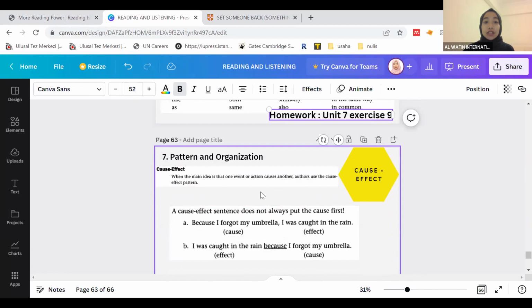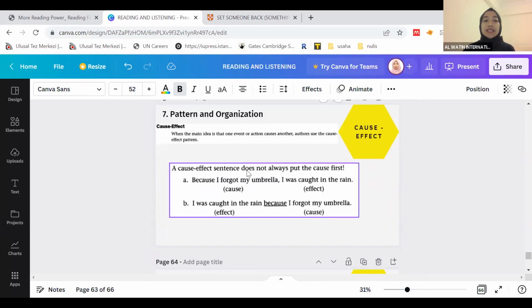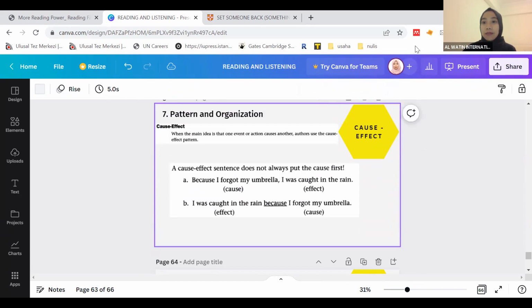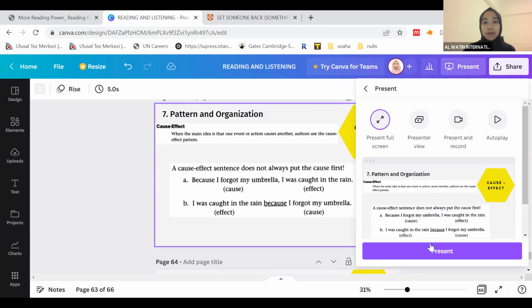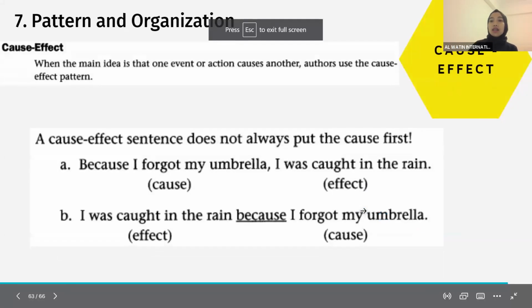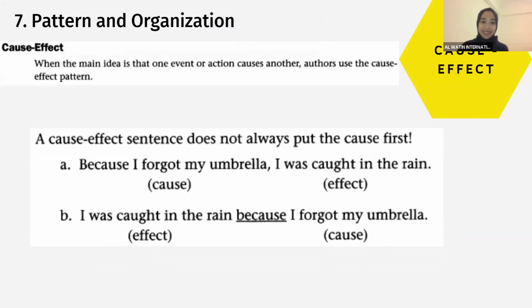I will continue with the last pattern, the last organization of a paragraph, which is cause and effect. Let me share the screen. What is cause and effect? Let's read together. When the main idea is that one event or action causes another, authors use the cause-effect pattern. This is the fourth type.